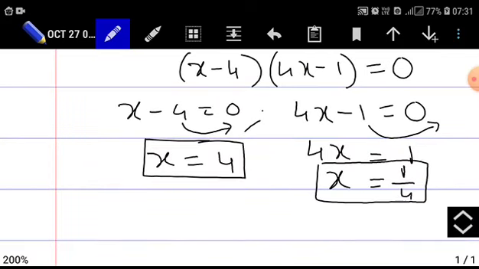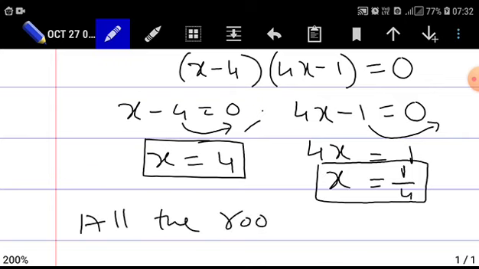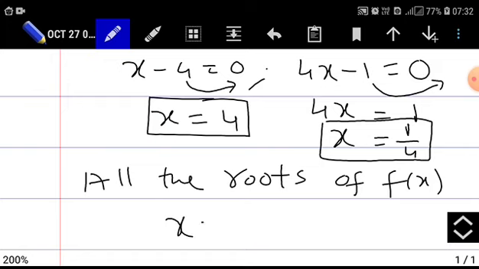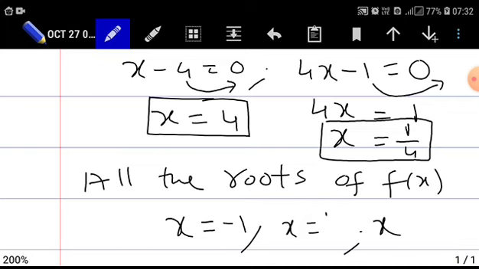So totally the roots: all the roots of f of x. First we got x equal to minus 1, then x equal to 4, then x equal to 1 by 4. So these are the roots of the given third order equation.